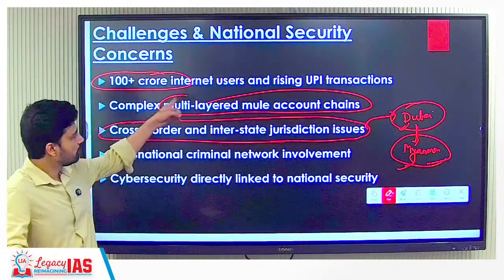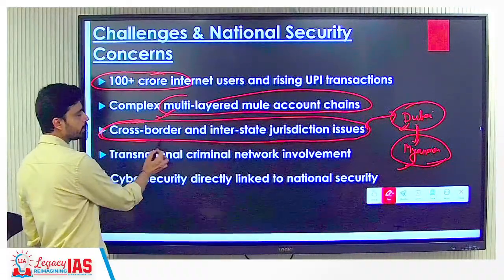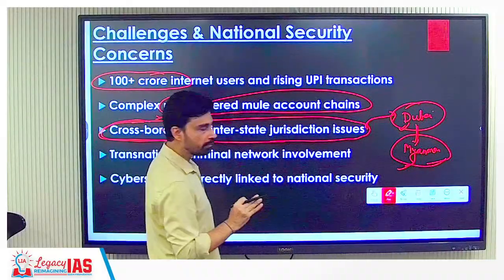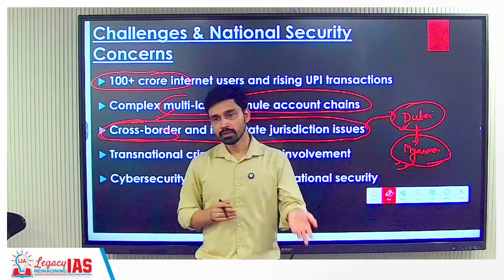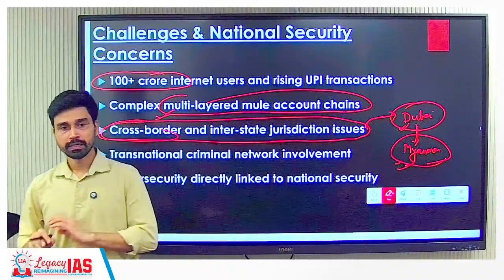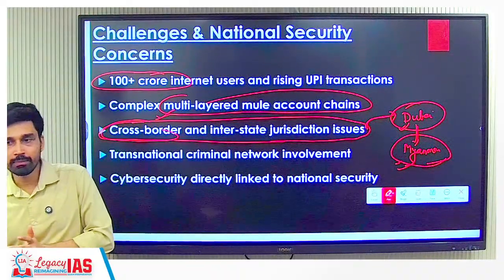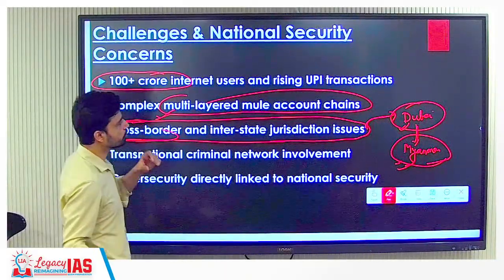So once the money has gone from India to Dubai, Dubai to Myanmar, it becomes very difficult because it has crossed the border. The Indian government and Indian police have very limited jurisdiction to do anything in Myanmar. So once the money is lost, retrieving it becomes quite challenging. Or once black money has left the country, bringing it back becomes quite difficult as such. So that is where the cross-border interstate jurisdiction issues come in.